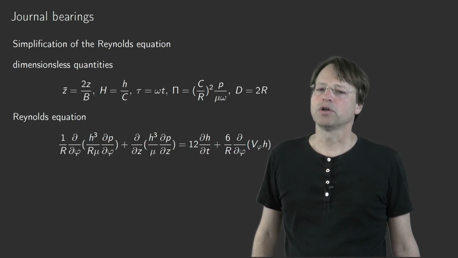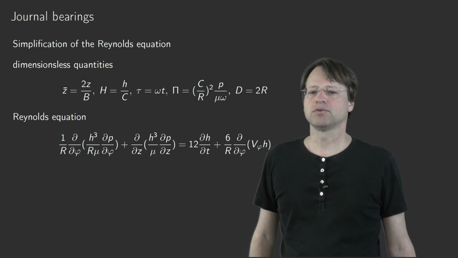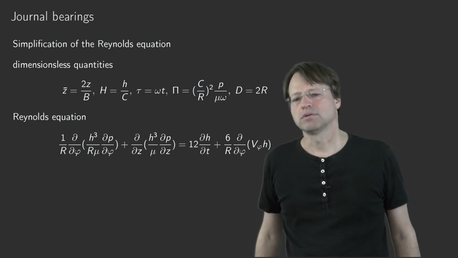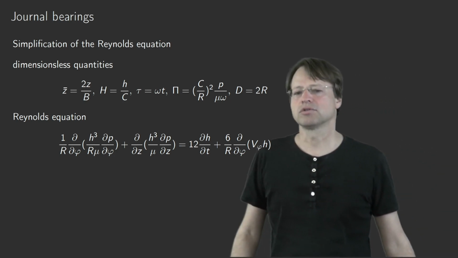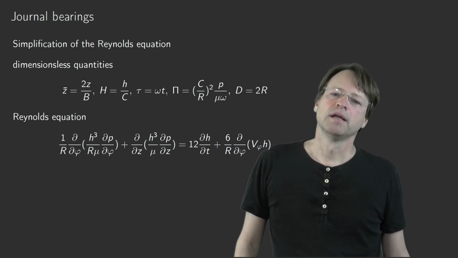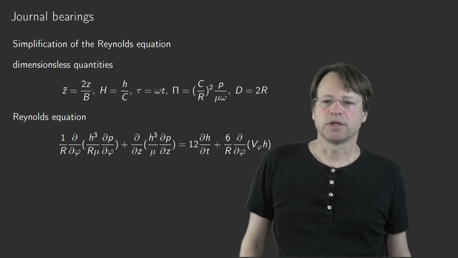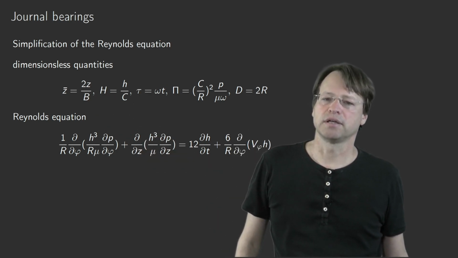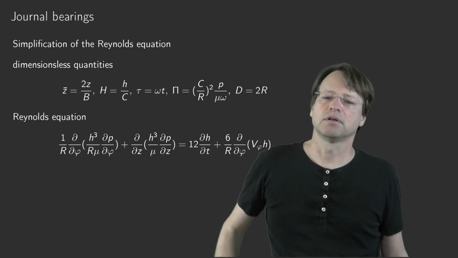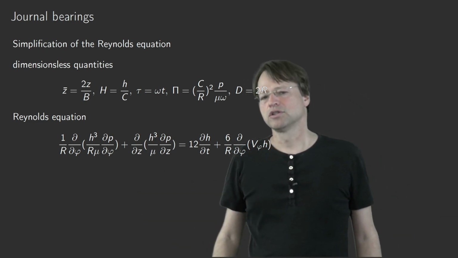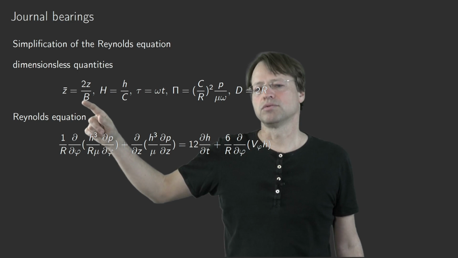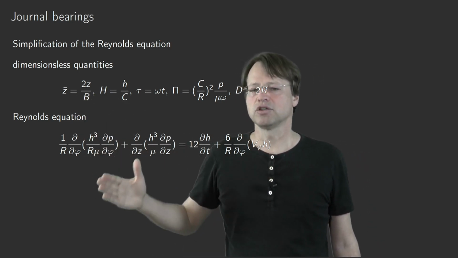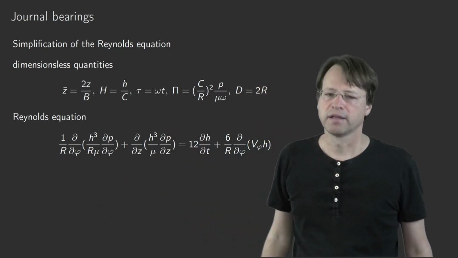In order to simplify the Reynolds equation, I would like to introduce dimensionless quantities so that the magnitudes of the terms can be better measured. How do we arrive at dimensionless quantities? Well, for the axial coordinate, we take a length scale. The appropriate length scale would be the width of the bearing. So we set z bar equal to 2z divided by b, so that z bar runs from -1 to +1.